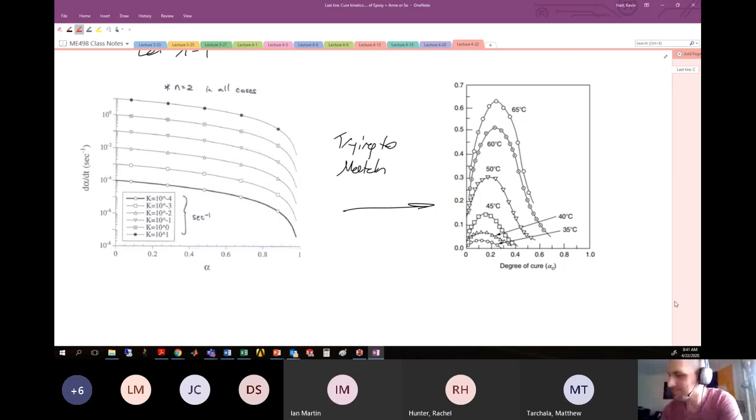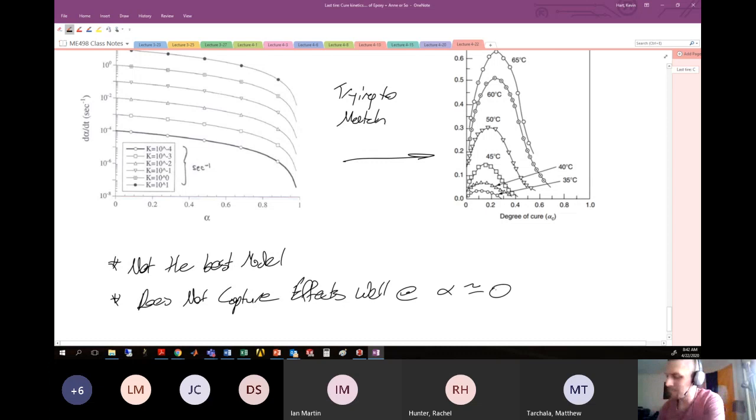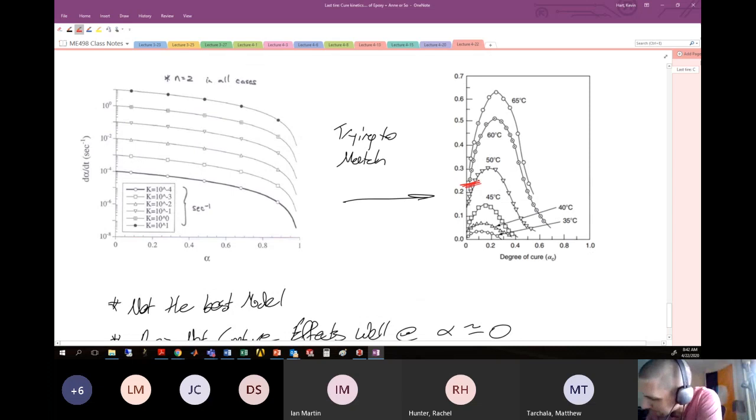So, not the best model. It does not capture effects well at alpha approximately equal to zero. So we know at alpha equals zero, we start out at some baseline value and then we increase. We don't see this with the nth order reaction model. It starts high and it comes low. It doesn't have this initial increase, which we saw in actual data. So it's good, but not great.